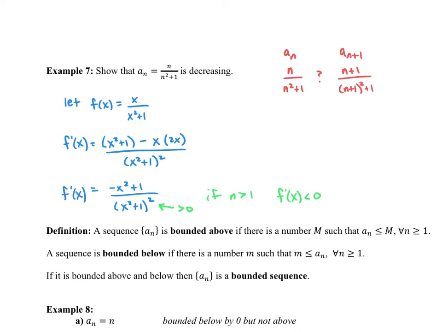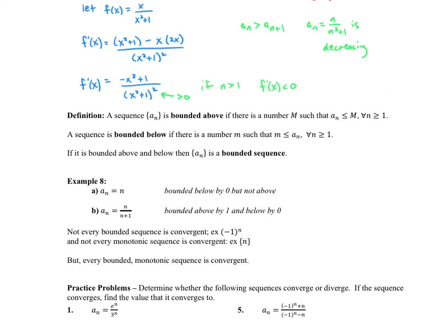And again, this is for n values greater than 1. We don't really care what happens early on. We care what happens as n goes to infinity. So since n greater than 1 causes the derivative to be negative, then we would say that this is going to be a decreasing sequence. So because a sub n is greater than a sub n plus 1, which is the definition of a decreasing sequence, a sub n equal to n over n squared plus 1 is decreasing. And we're just showing that by the first derivative test.